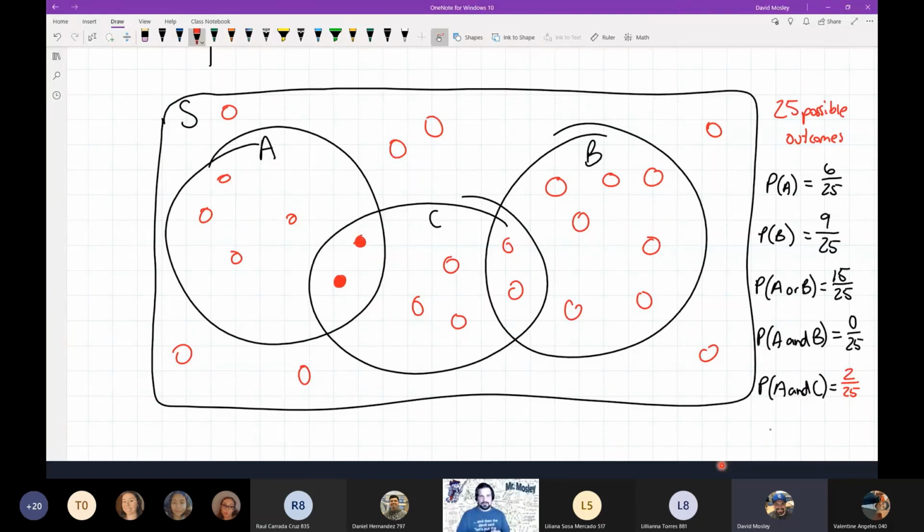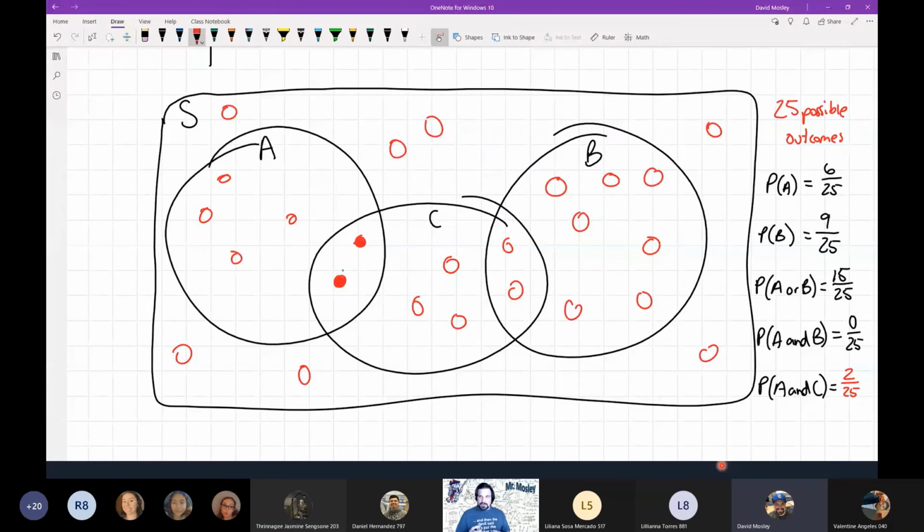Can you repeat what you said, please? Yeah. So when you're looking at "and," probability of one event and another event, it wants to know what outcomes those two events have in common. Right? So in the case of A and C, they have these two outcomes that we can see as the Venn diagram intersection in common. So we have a probability of 2 out of 25.